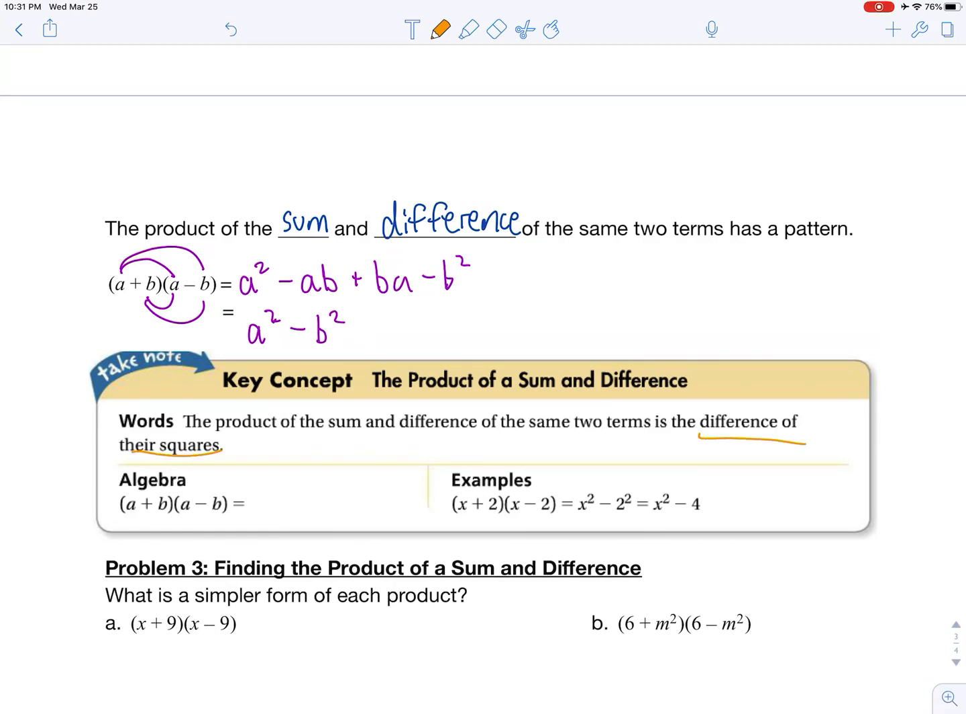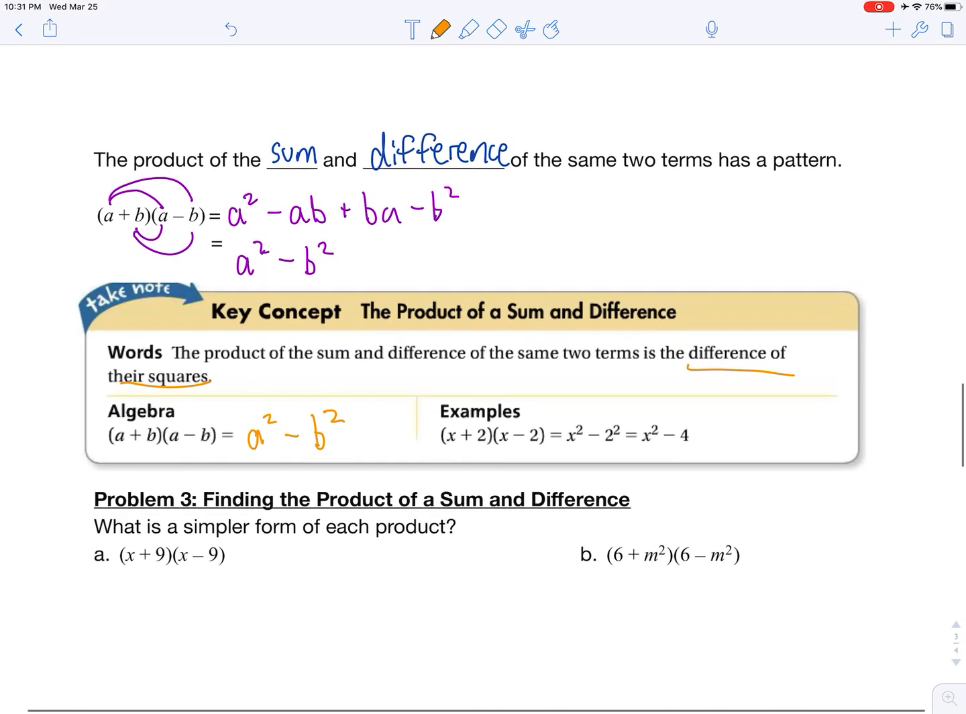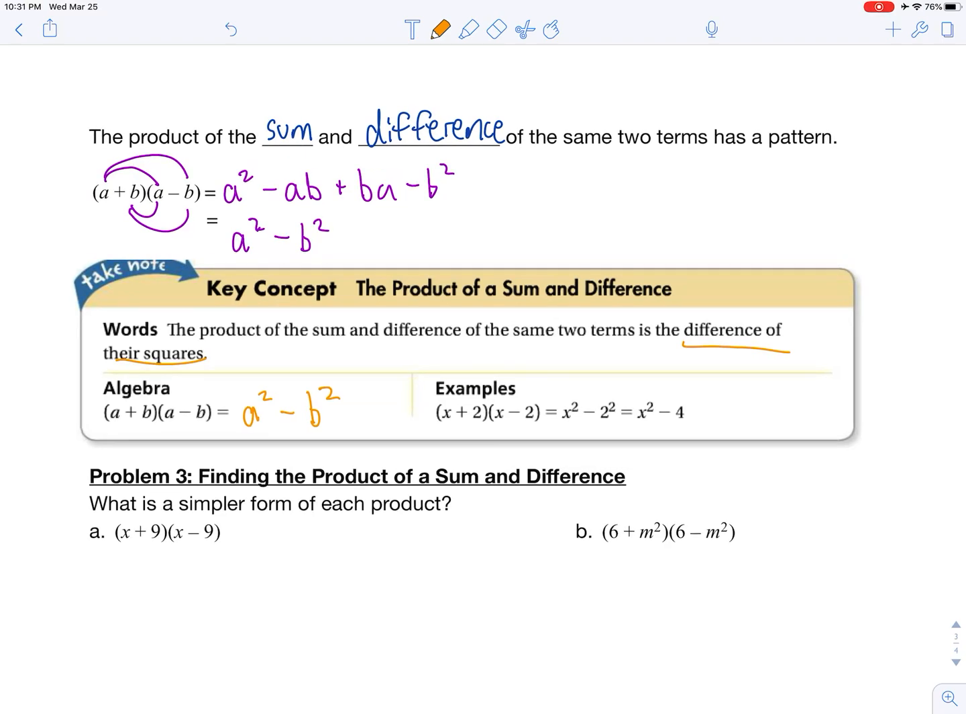So as long as I know the first term's a, my answer is going to start with an a squared. As long as I know my second term's b, it's going to end with a b squared. And all I'm doing is finding the difference, so that's just a squared minus b squared. So again, it does have to start with this certain type of example, something like x plus 2 and x minus 2. Square the first minus the square of the second, and that just means it's going to be x squared minus 4. Really quick question to answer.